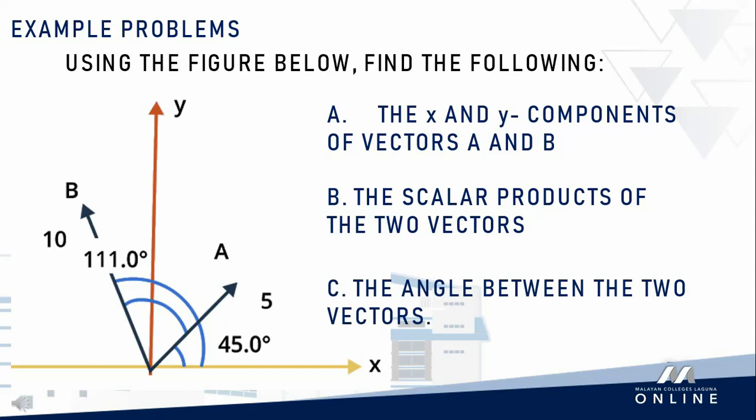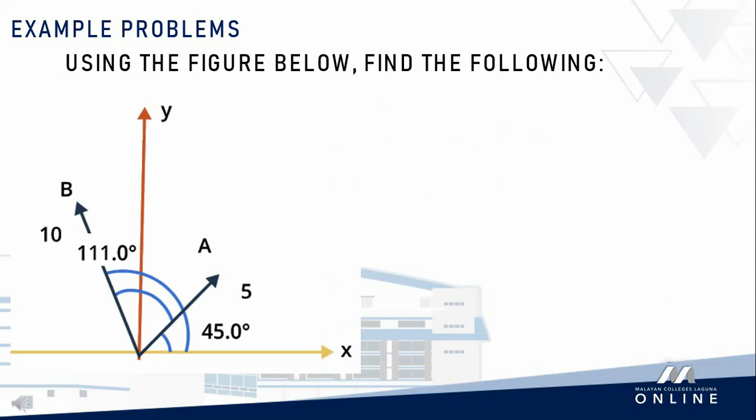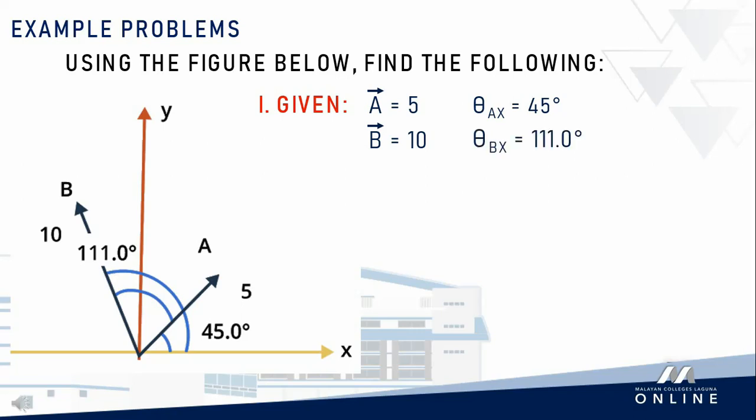Using the concepts and formula we have already discussed in the previous lectures, try to solve this. Okay, let us see if we have the same answer. The magnitude of vector A is 5. Vector B has a magnitude of 10. The angle between the x-axis and vector A is 45 degrees. The angle between the x-axis and vector B is 111 degrees.